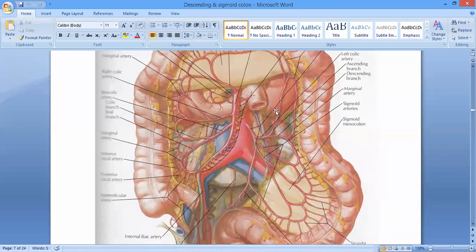behind the peritoneum, and then it is going to divide into the ascending branch and the descending branch. Okay, left colic artery, it is going to get origin from the inferior mesenteric artery. It is going to divide into the ascending branch and the descending branch, right?